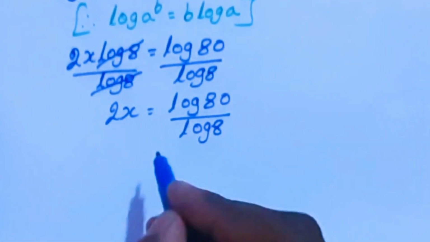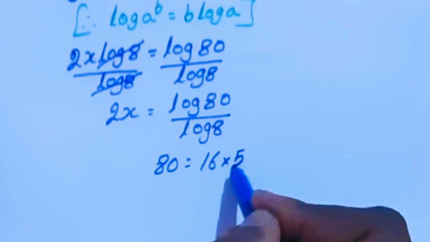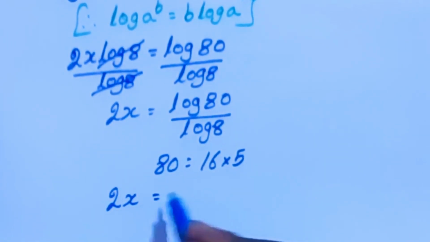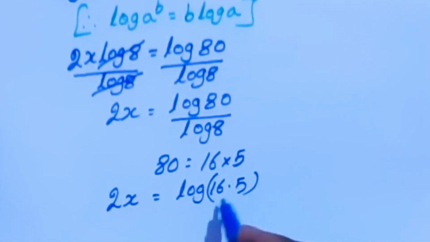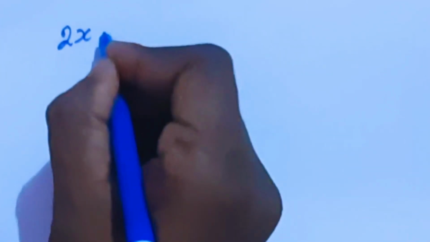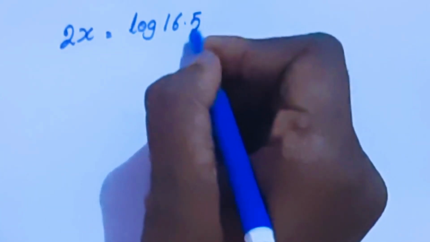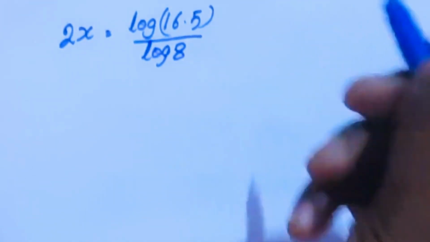Now this 80 can be written as 16 times 5. So we are going to implement this here. 2x equals log(16 times 5) by log 8. Now we are going to implement the log product formula here.